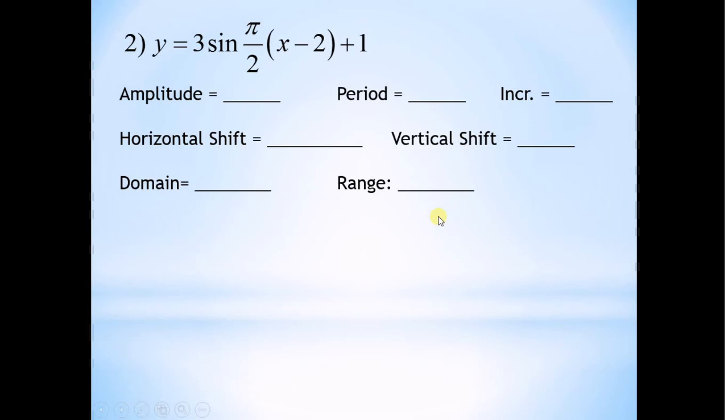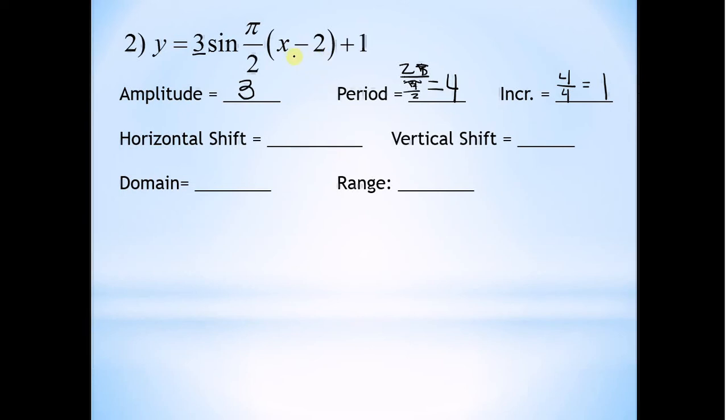Let's graph this one. So my amplitude is A, which is 3. My period is 2 pi divided by pi over 2. Now, your pi's cancel off, which is kind of awesome. And 2 divided by a half is 4. If you need help on your calculator, make sure you do that. Your increment is 4, because that's my period, divided by 4, which is just 1, which is wonderful, isn't it?